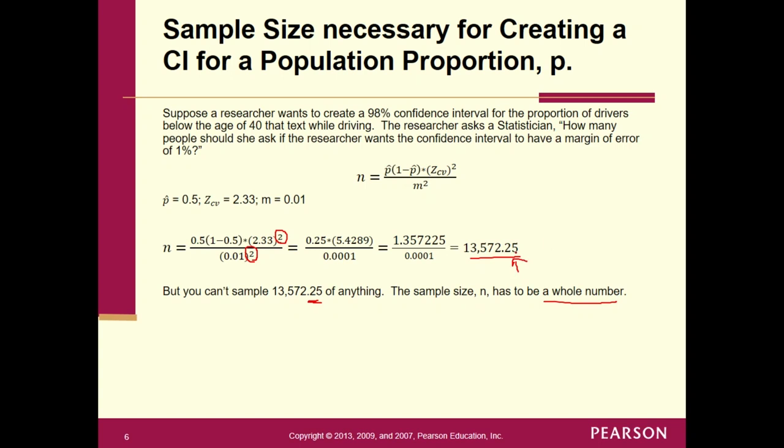So, let me tell you that this value right here is the absolute minimum that we need, okay? That's the minimum that we need, but we need a whole number for the sample size. So we've got a bit of a problem here. And how are we going to solve it?